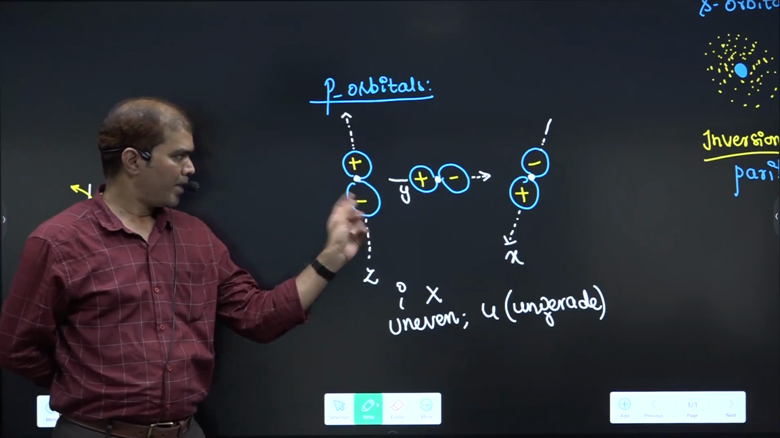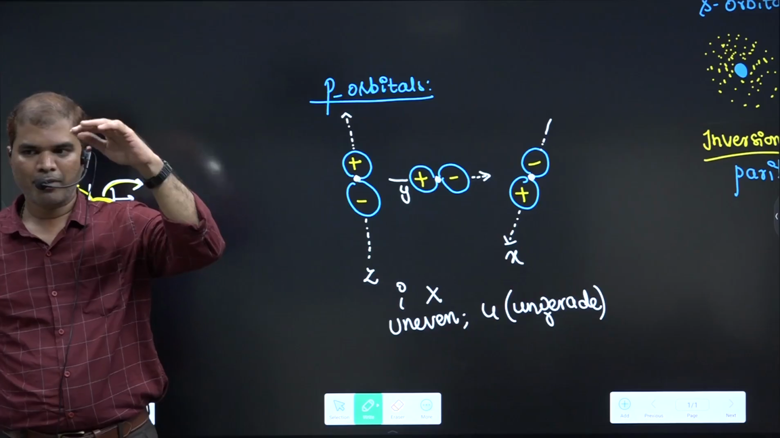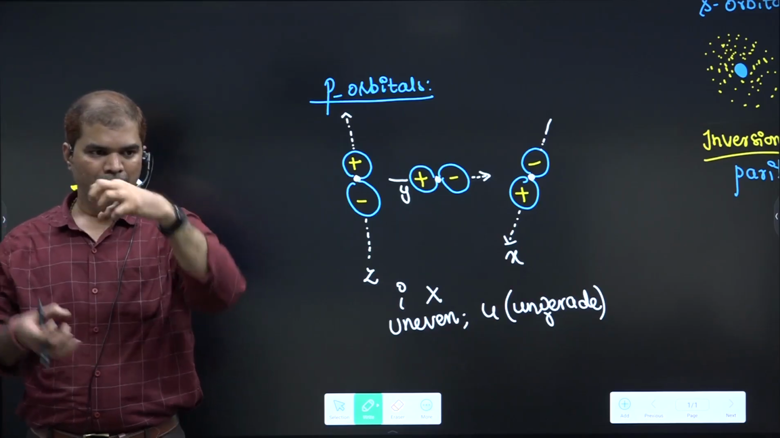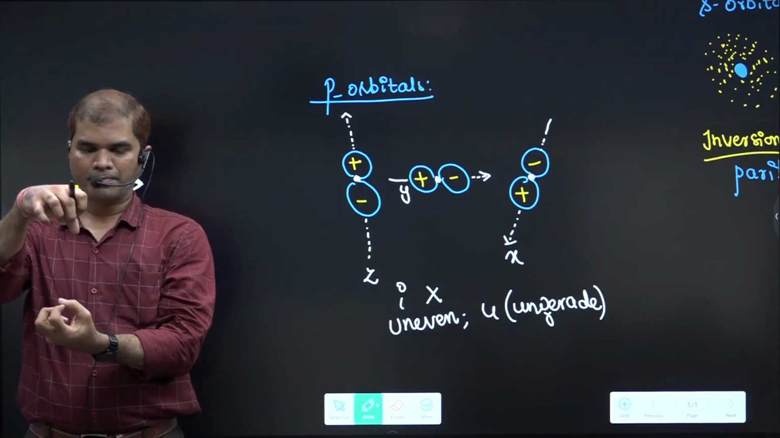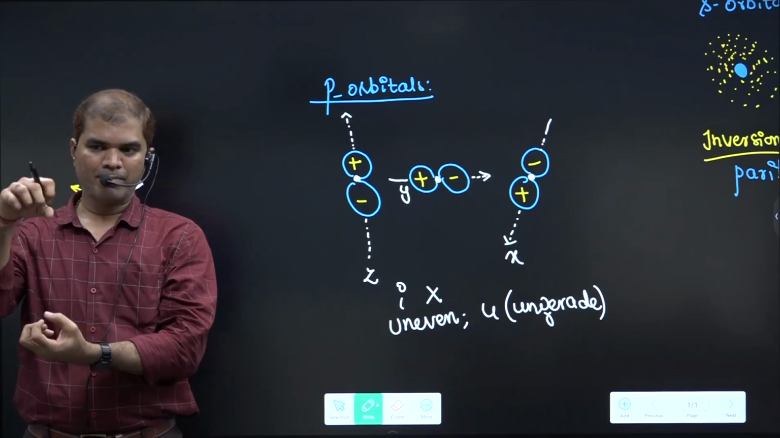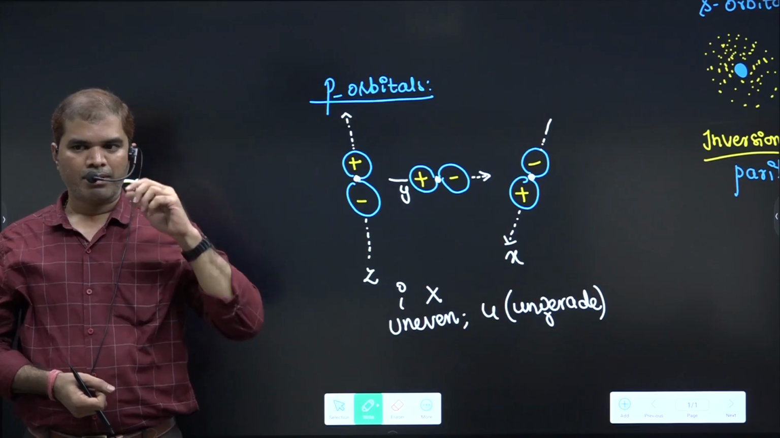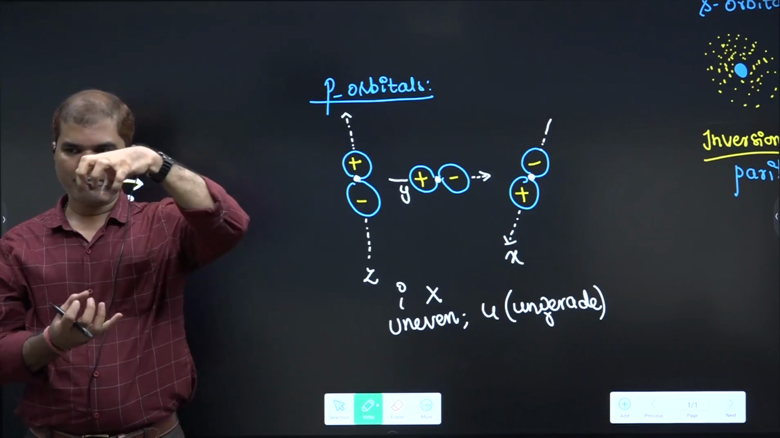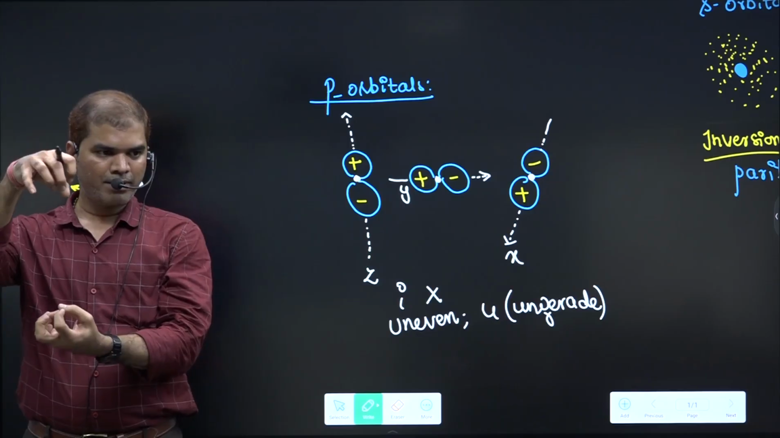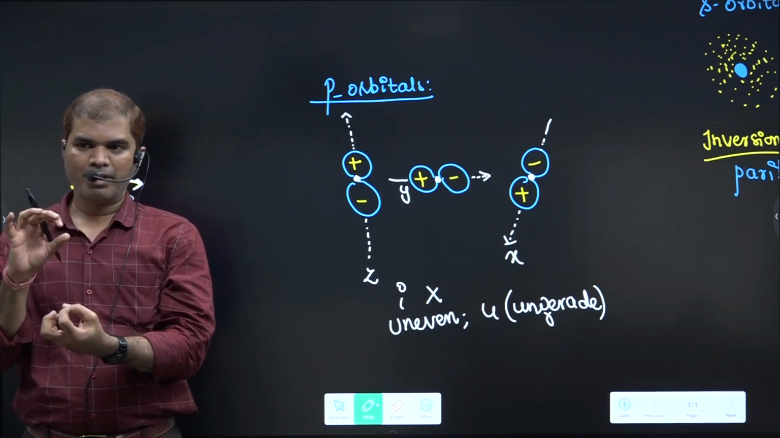Plus above, minus below. Plus above, minus below, every time we draw the same. Can I invert it? Can I put minus below and plus above? Yes or no? It is obvious, plus and minus, I can also invert it. But why do we by convention take plus above?